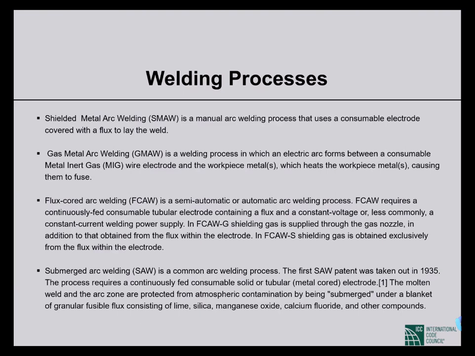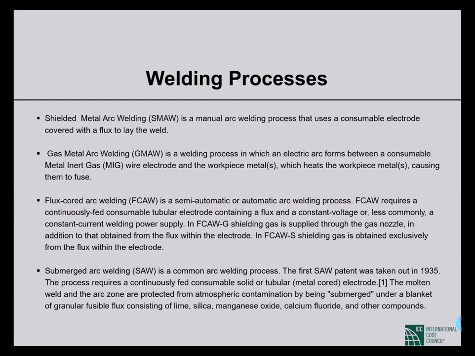Another type of arc welding is submerged arc welding, SAW. Usually you can find this type of welding in the factories, not at the sites. So this is the submerged type.